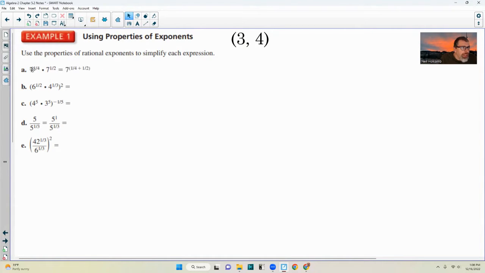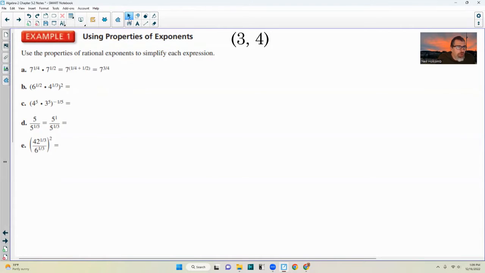And when multiplying exponents, we add the exponents. So you take the same base: 7 to the 1/4 times 7 to the 1/2 is 7 to the 1/4 plus 1/2. Well, 7 to the 1/4 plus 1/2 is 7 to the 3/4. Okay.